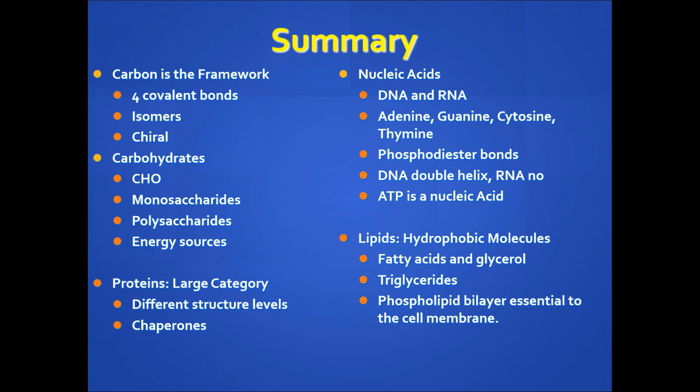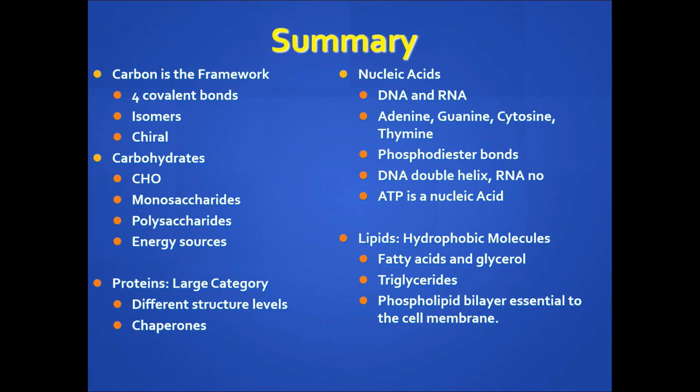Proteins have lots of different categories. You have the primary, secondary, and tertiary structures. Quaternary is when we're talking about more than one protein working together. Chaperones are an example of a protein that helps fold other proteins. Nucleic acids, DNA and RNA, are made up of the 4 nucleotides: guanine, thymine, adenine, and cytosine. In RNA, uracil replaces thymine. Phosphodiester bonds are the important bond that's formed between nucleotides to form the nucleic acids.